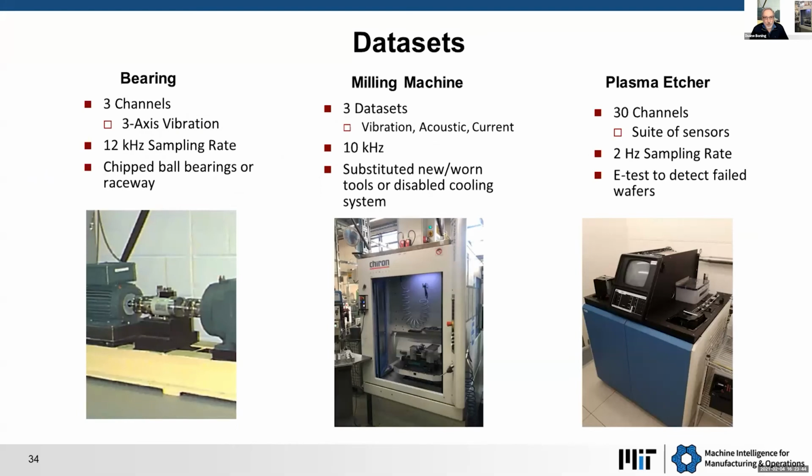So let me mention the data sets. Some of these you've already seen. But a new one here is some public data sets that are available on the internet. One is a bearing data set, which I'll dive back into in just a moment. I'll show some results on milling machines, and then we'll return to our friend, the plasma etcher.